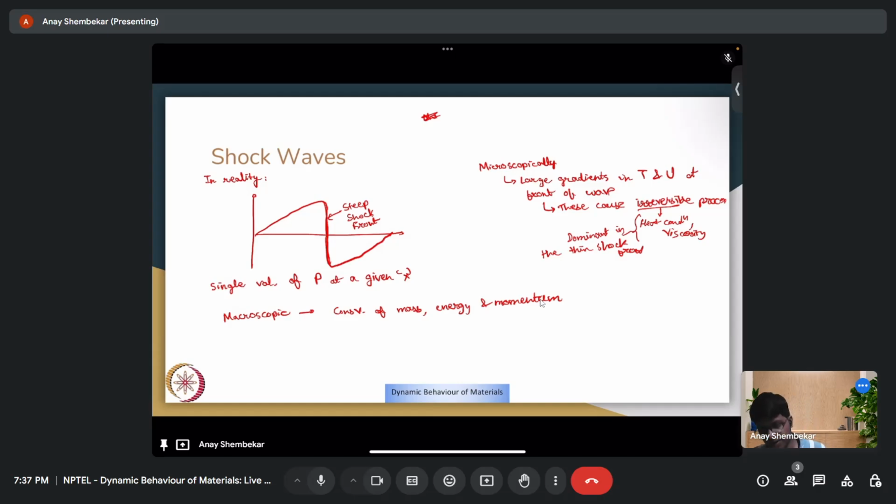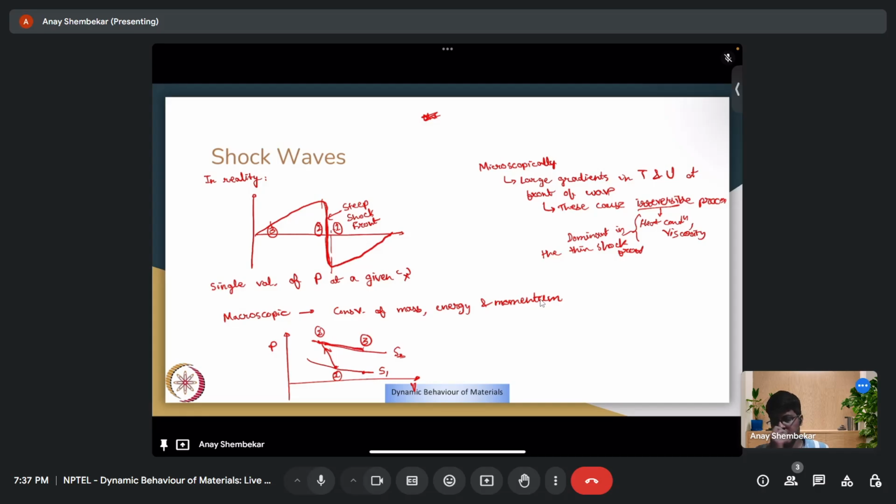And if I draw a thermodynamic diagram, suppose this is point 1, just behind the shock is point 2, and this is point 3. This is pressure, specific volume. This is entropy at state 1, entropy at state 2. So you have state 1, then it will go to state 2. From there on, it will go to state 3.